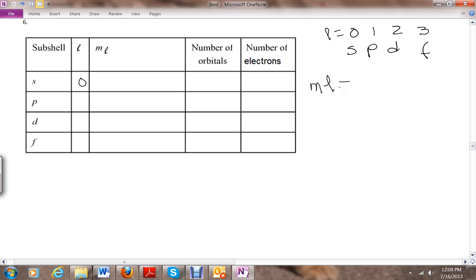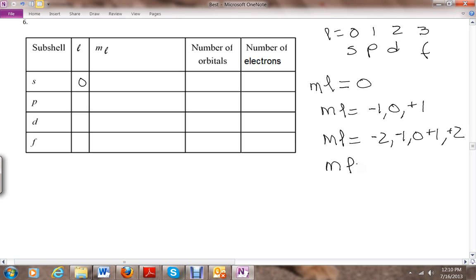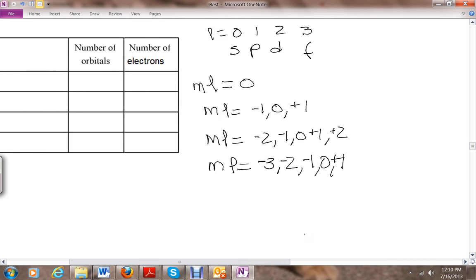If L equal to 0, ml would be 0. If L equal to 1, ml would be minus 1, 0, plus 1, you know it already, and 3 orbitals on a P. And ml for the 2, for the D, would be minus 2, minus 1, 0, plus 1, plus 2. I'm doing it on purpose so that we have it here when I'm doing the problems. And ml for the 3 would be minus 3, that's an F. And you'll see we have 7 here, which is the 7 orbitals you have on an F subshell, up to plus 3.